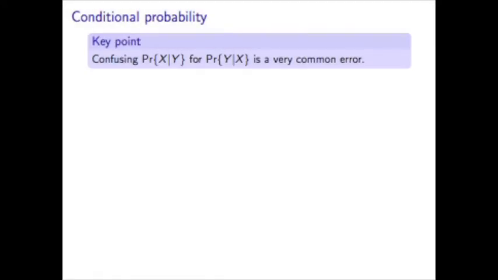One of the key points of this discussion is that confusion about conditional probabilities is very common and potentially very serious, as we're going to see later on. In particular, confusing the conditional probability of x given y for the conditional probability of y given x happens over and over again. Let's consider an example.